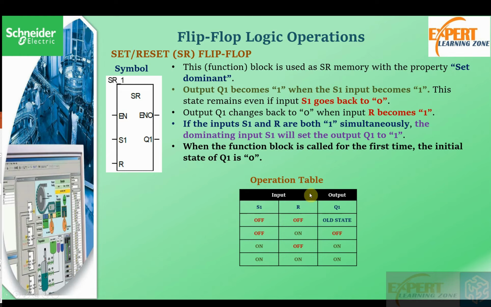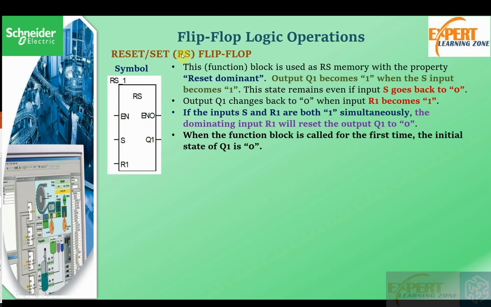Okay, so this is a truth table which summarizes that if S and R are off at the same time, then we have the old state for the output. If S is off and R is on, then the output is off. And if S is on and R is off, then the output is on. And if both of them are on at the same time, then S dominates. So the 1 here tells you that S is the dominant.